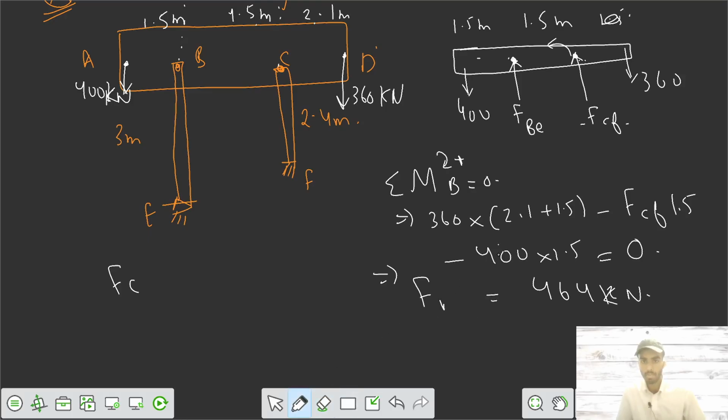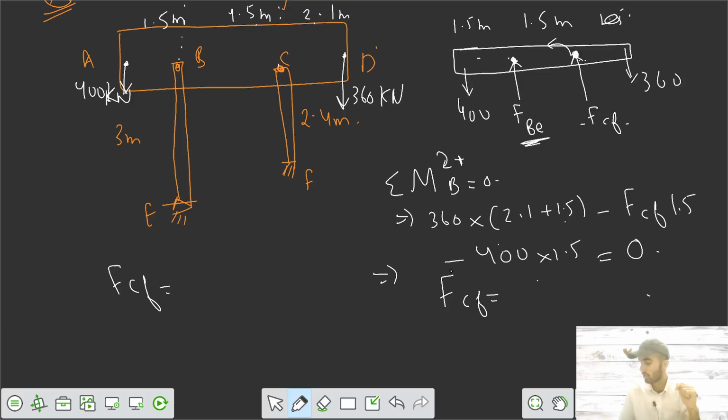I would say FBE comes out to be 296 kilonewton. And FCF, we can also do summation of moments about this point to calculate it. I have applied the summation of moments at B equals 0, so I would get the value of FCF.